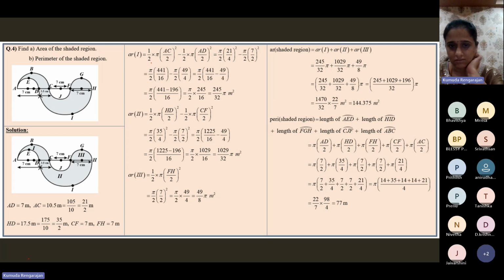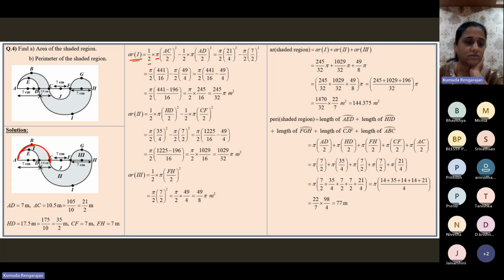I'll just explain this so that it's comfortable for you to work. What I've done is I've marked this region 1, this one 2, and this one 3, children. Okay, so area of region 1. How do you find the area of region 1? It is the area of this semicircle. That is the formula half pi r square, so half into pi into r square.